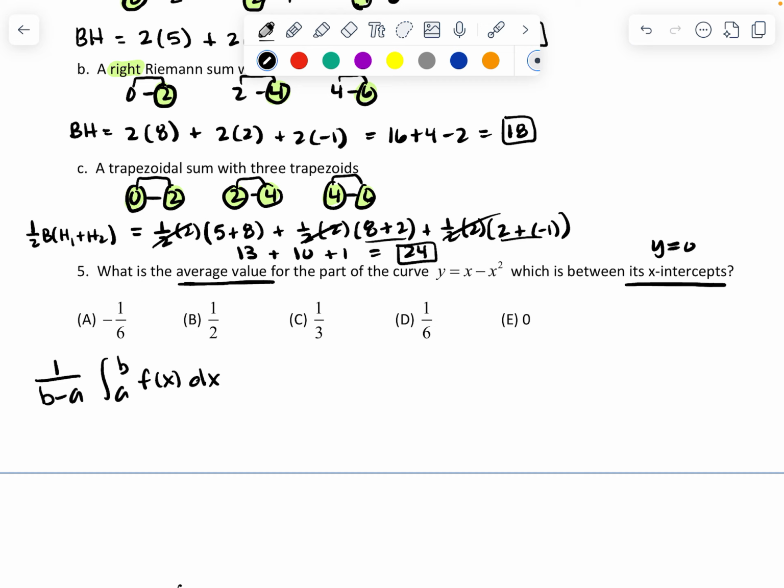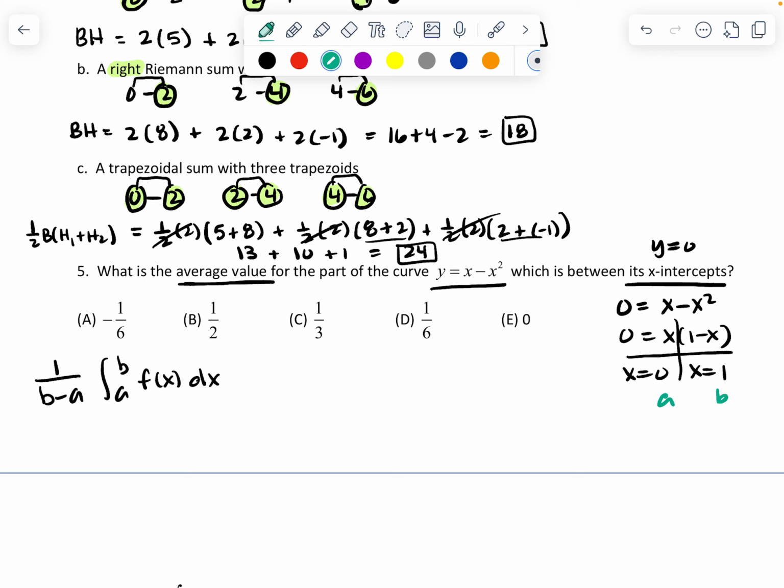This one's a little bit tricky. So if I set 0 equal to y, I'm going to get 0 equals x minus x squared. How do I solve that? If I factor out an x, I'm left with 1 minus x. So setting both of these equal to 0, I'm going to get x equals 0 and x equals 1. So this is now going to turn into my a. This is going to turn into my b.